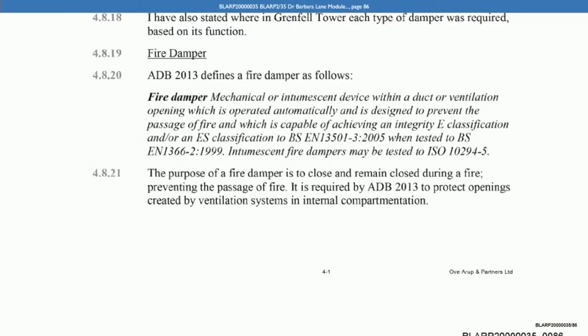Okay, so subject to it being guidance in ADB, albeit statutory guidance. I don't think that makes any difference, sorry, but it's still a recommendation. But can we agree that the purpose of a fire damper is to close and remain closed during a fire? Yes. So fire dampers are not intended to open and close repeatedly as part of a system's normal operation, are they? No.